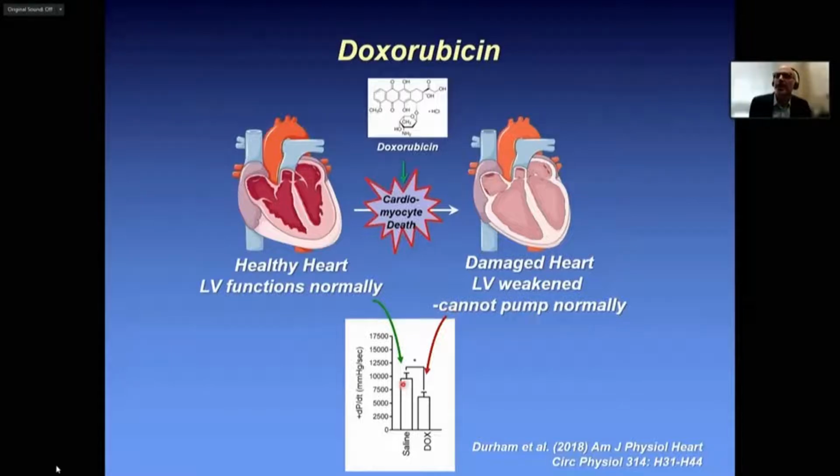And this can be measured by measuring the rate of change in pressure as the left ventricle contracts. In a normal heart, this rate of change in pressure is high. When the heart is damaged because of cardiomyocyte cell death, the left ventricle cannot achieve such high pressures during contraction.